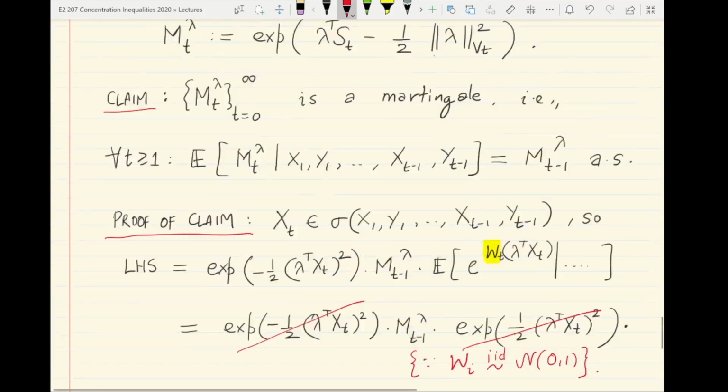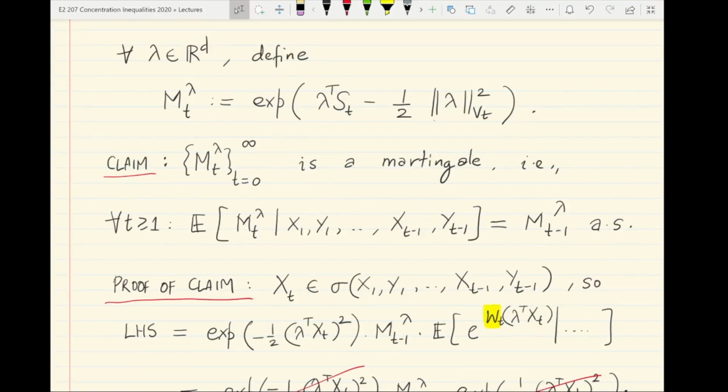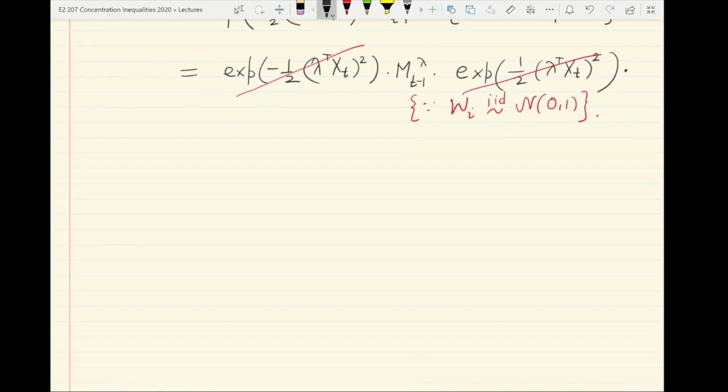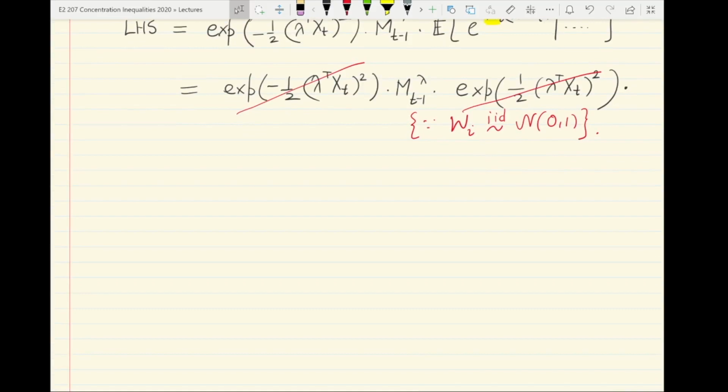Okay, so what does this show? For each fixed lambda, M_t(lambda) is actually a martingale process, in the sense that it essentially doesn't change its mean on average.